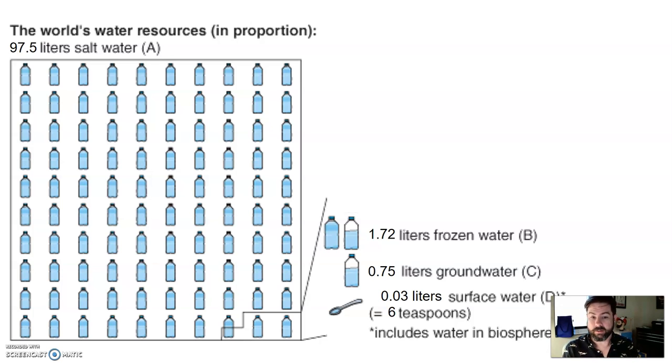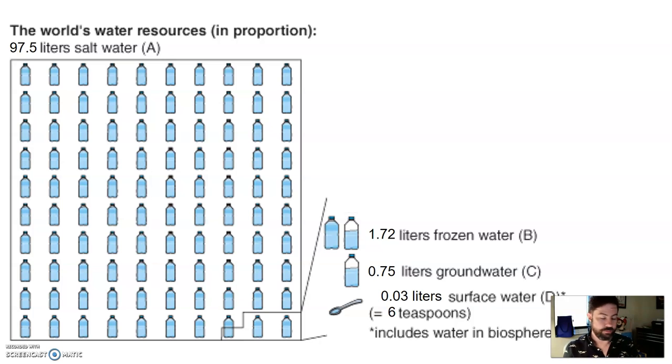Yes, there are things called desalination plants where they take the salt out of the water to make fresh water, but it's a very expensive process. It's a very energy-intensive process, so it's not really efficient. They do it in some places around the world where they have no other choice, but for the most part, salt water is just salt water. We leave it be. So if we represented all of Earth's water by 100 bottles of water, 97.5 of those would be salt water. We can't really do much with that.